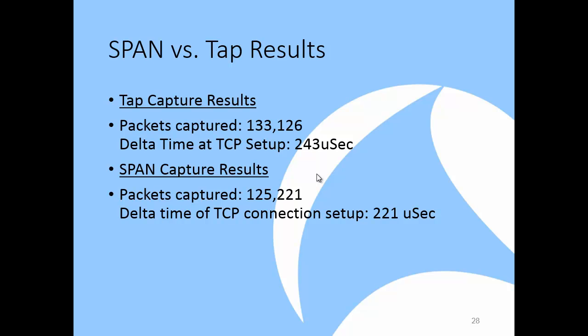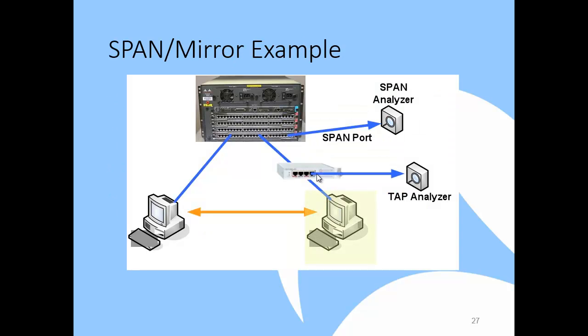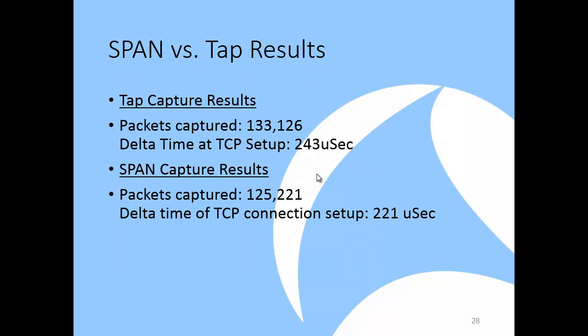But even more interesting for me was the delta time of the TCP connection setup, 221 microseconds. If you notice, that's faster than the one on the tap. So when station A sent a SYN, I'm going to go back one slide. When station A sends the SYN, it goes through the tap, through the switch, and over to the station on the left. When the SYN ACK comes back from that station, it goes to the switch. The switch forwards the SYN ACK first to the span, and then after that it sends it to the tapped interface. So what we see here is that the switch was prioritizing ingress traffic over to the span.